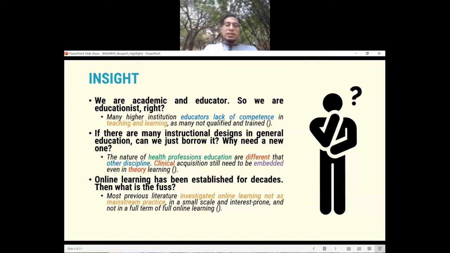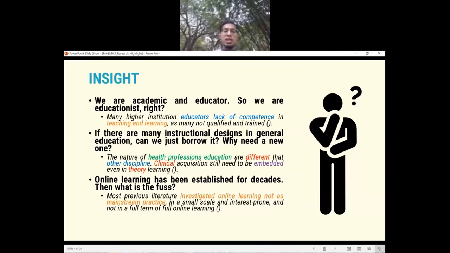The third thing is online learning has been established for decades. So why do we need a new instructional design then? Many of the instructional designs, for example the Gagne 9 steps of instructional design and Mayer's approach in multimedia learning, were investigated not with online learning as a mainstream practice in education. In addition, many of the research conducted in online learning focus on a small scale or interest prone. That means the investigator has some bias. The investigators do research that is properly made, with online teaching that is properly made.